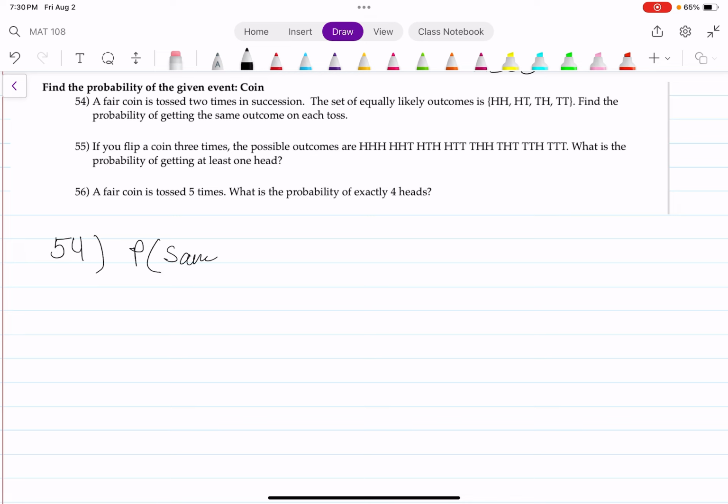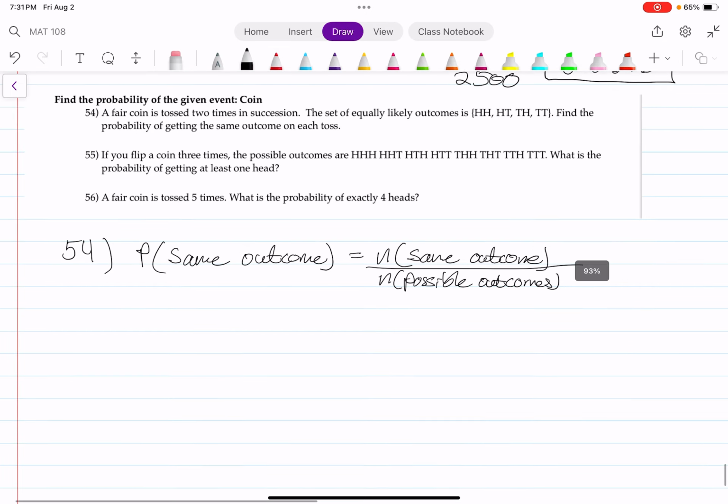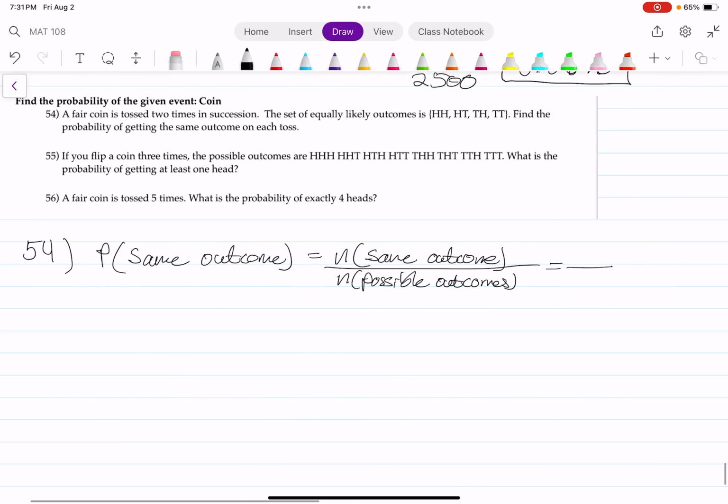The probability of same outcome equals the number of outcomes that have the same outcome, divided by the number of possible outcomes. Now, looking at number 54, there are a total of 4 possible outcomes. And out of those 4 possible outcomes, 2 of them have the same outcomes, which is HH and TT. So the probability of having the same outcome when you toss 2 coins is 2/4, which equals 1/2.